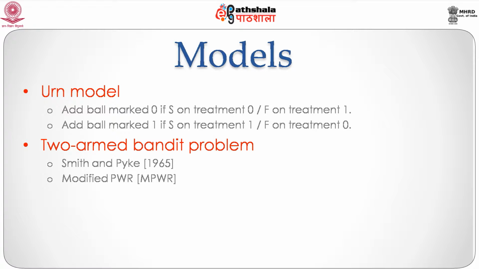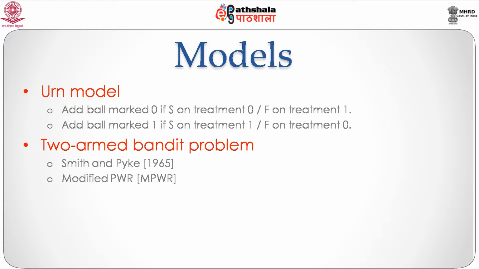Similarly, a ball marked with 1 is placed into the urn whenever success is observed with treatment 1 or failure with treatment 0. When a new patient enters the trial, treatment assignment is done by randomly drawing a ball from this urn.